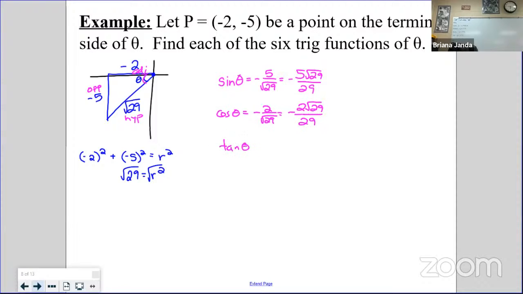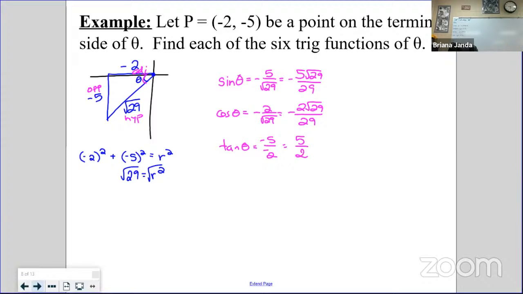Okay, this one you'll notice tangent, and this happens in quadrant 3 every single time. Tangent is your opposite over your adjacent, which is a -5 over a -2. But when you have a negative divided by a negative, it comes out positive, right? So I would simplify that to a positive 5/2. Questions?